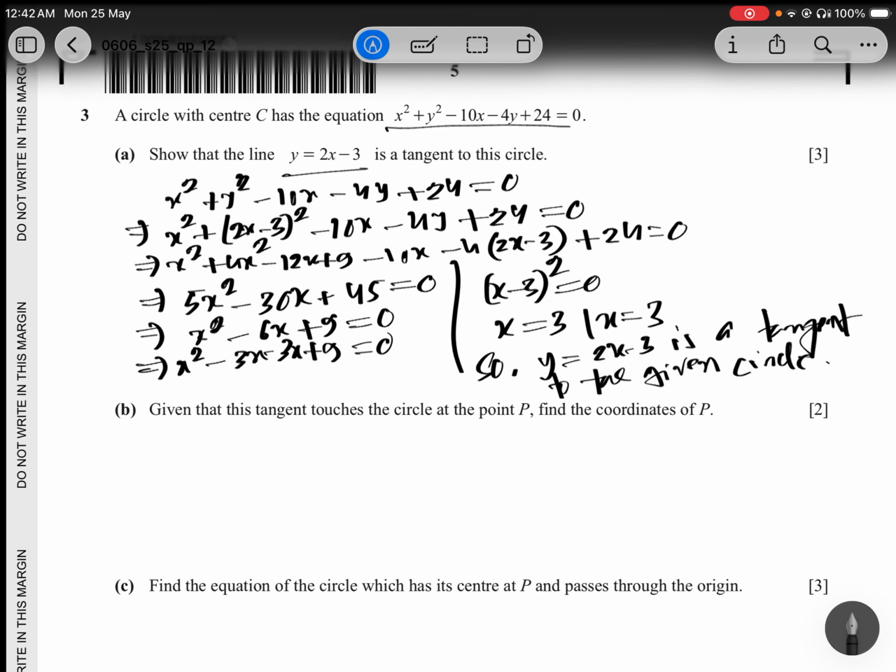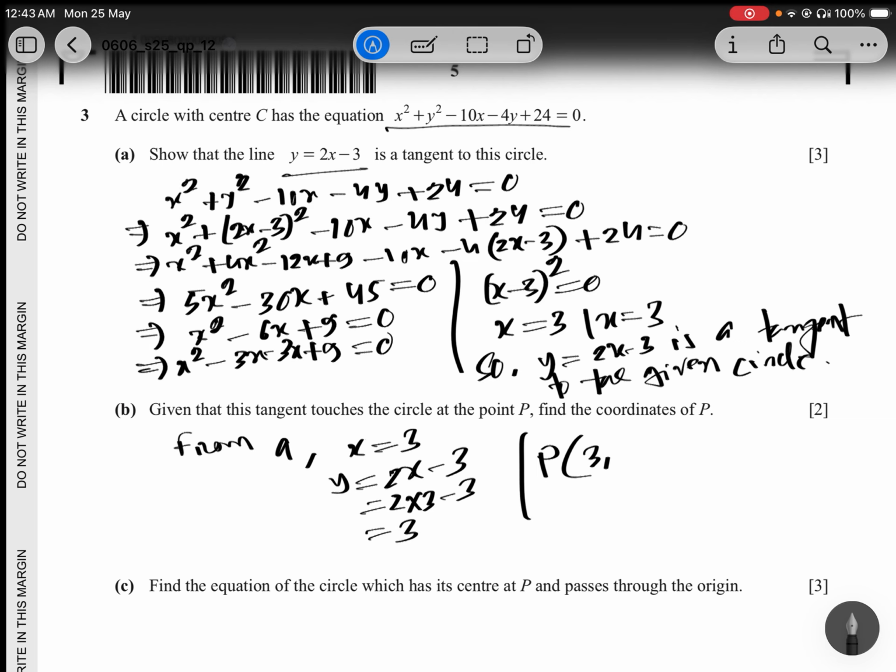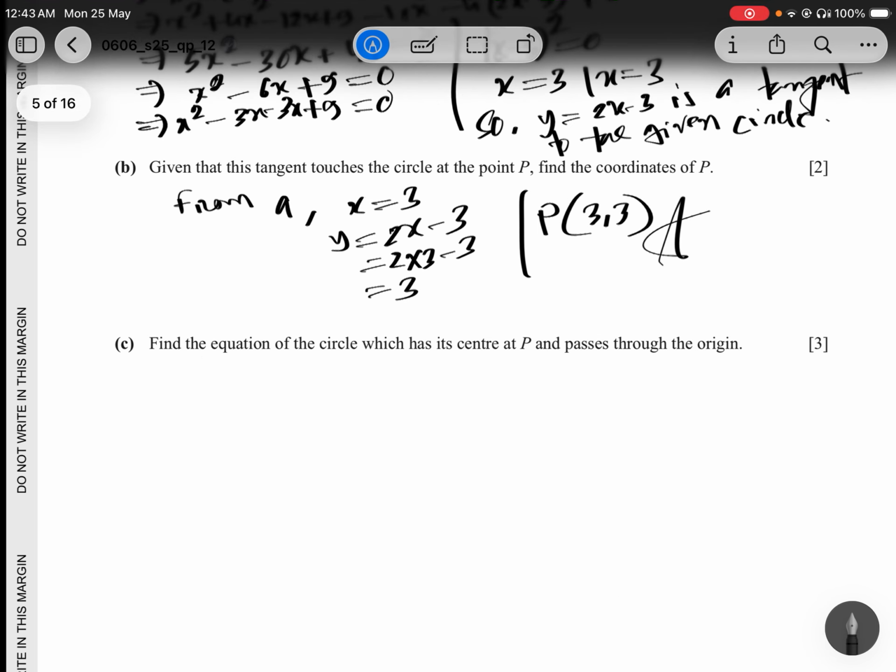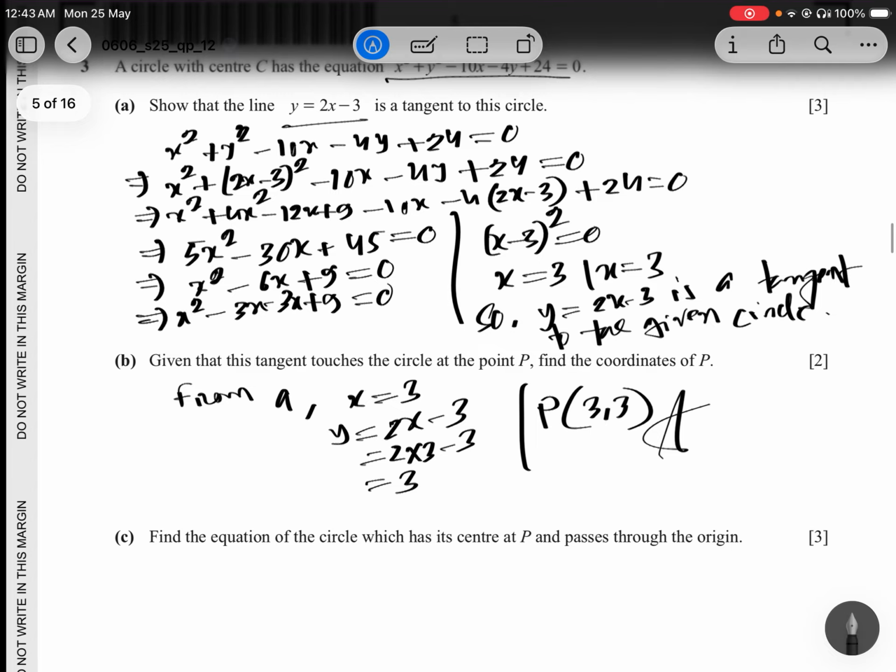Okay, so from A, I got x is equal to 3, so our y should be 2x minus 3. So 2 times 3 minus 3, which is 3. So our P is (3, 3). Okay, let me check. Let me revise a little bit.